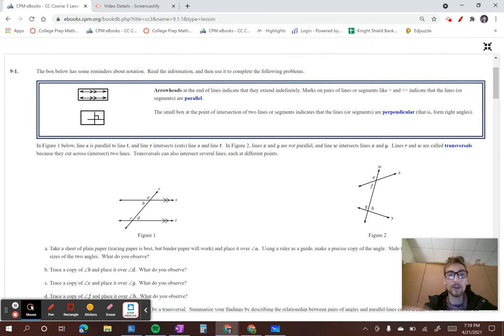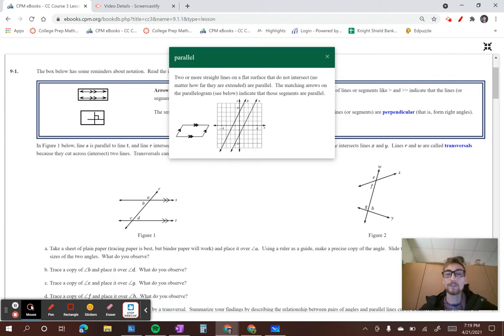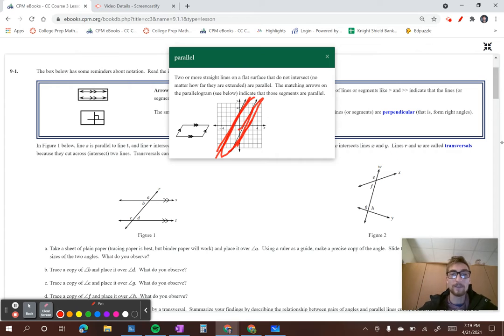parallel. Now, remember, parallel, that's like if we're parallel parking. We don't want the cars to touch each other. We want them to go on forever and never get in an accident. Or like parallel bars. If any of you are in gymnastics, they are bars that go on and do not touch each other. So quick reminder there.